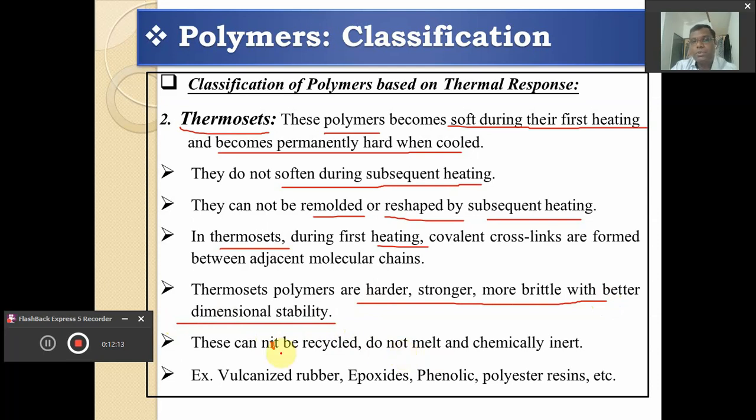And the examples of thermosets are vulcanized rubber, epoxide, phenolic, polyesters, and resins. These are the examples of thermosets. So here it is not possible to recycle or remold this polymer, because once the temperature decreases, they become permanently hard. This is the main difference between the thermoset and the thermoplast.